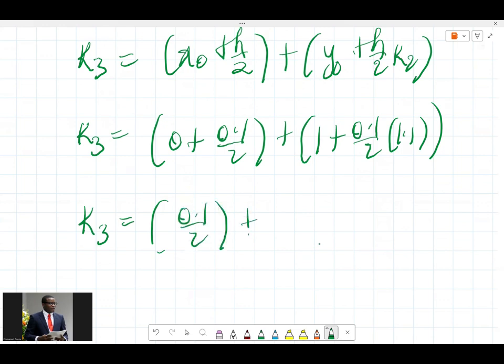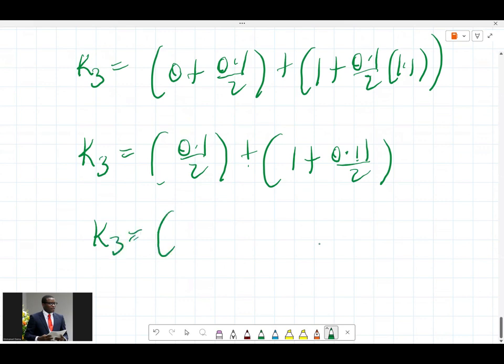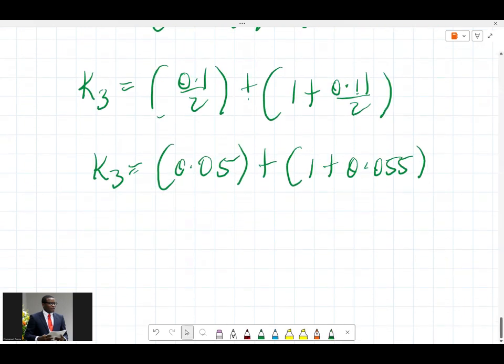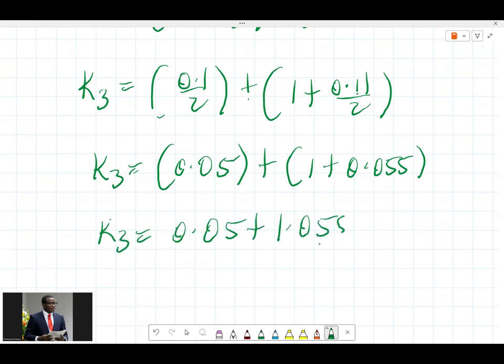0.1 divided by 2 plus 1 plus, okay, 0.1 times 1.1 is basically 0.11. You just shift it forward. 0.11 over 2. So K3 is equal to 0.05 here plus 1 plus 0.055. Okay, 0.055. So K3 now is equal to 0.05 plus 1.055. So this can be quite tricky.